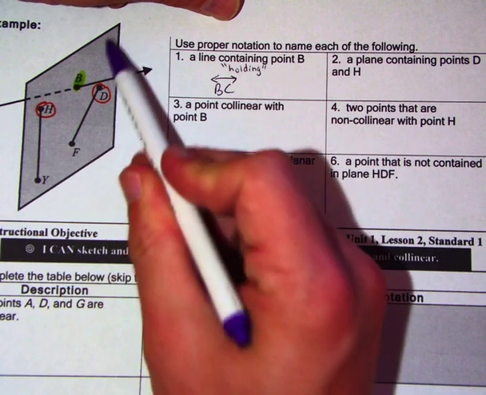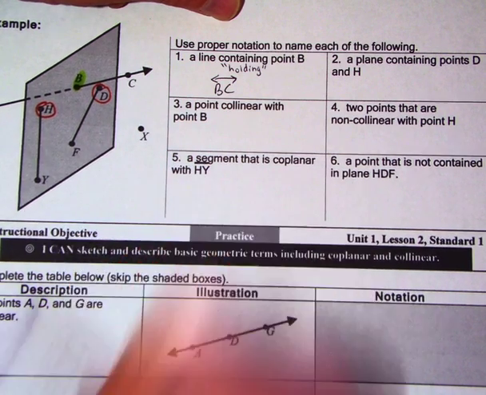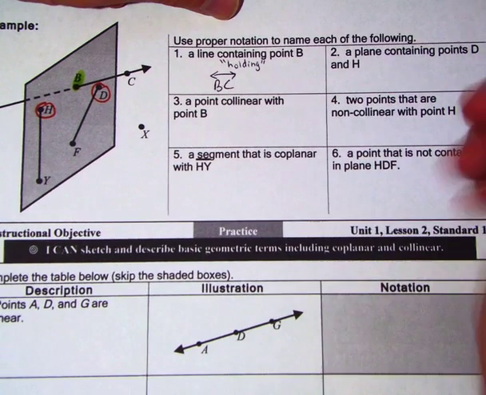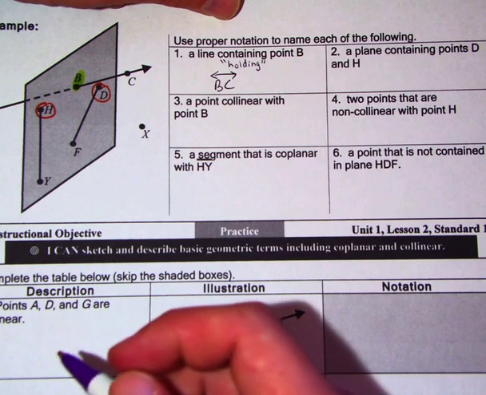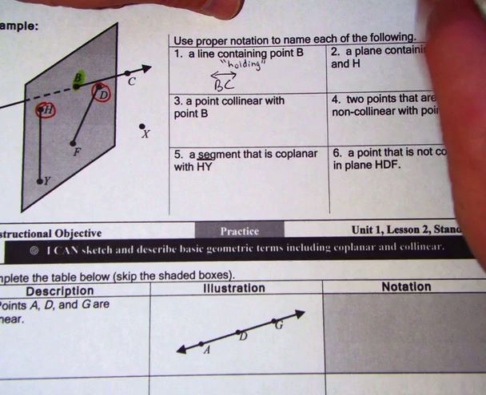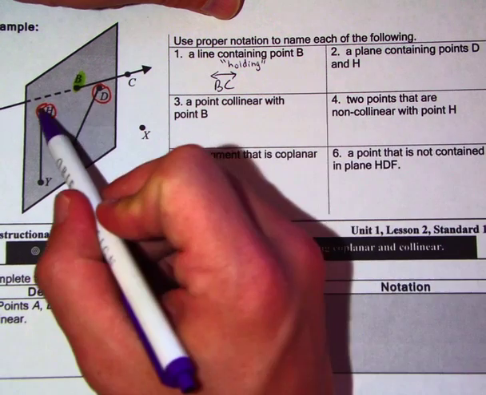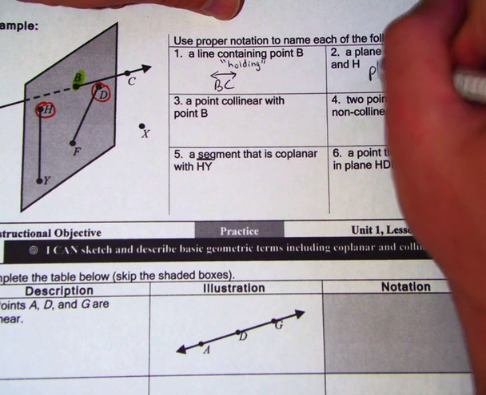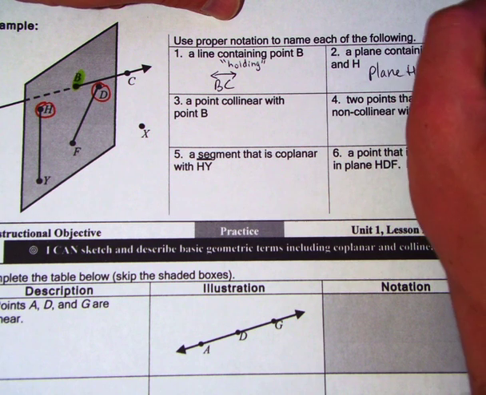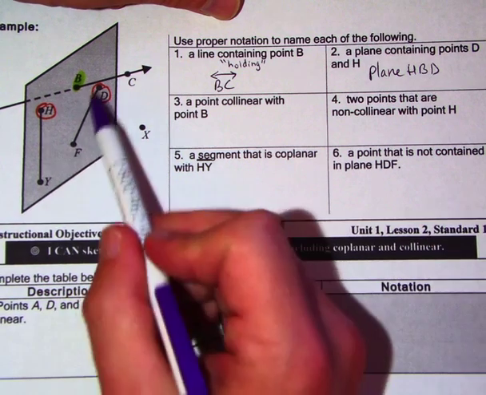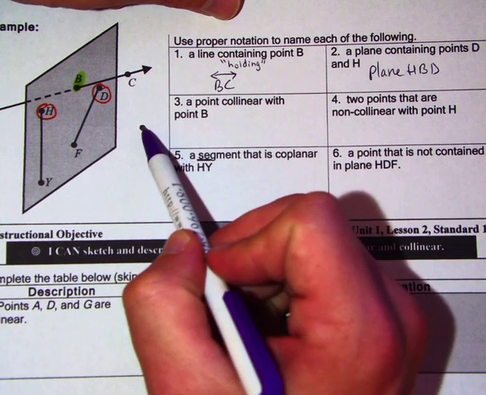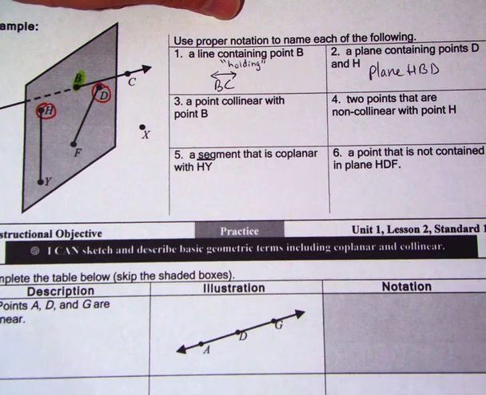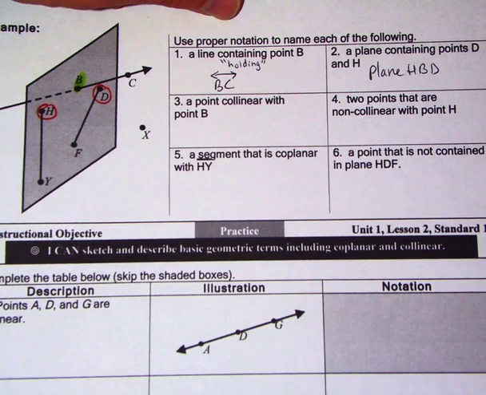Notice there's no big cursive capital letter in the corner, so we can't use that idea. Instead, we have to use 3 points, but they can't be in a line. They have to make a little triangle. So they have to be non-collinear, not in a line. So I'm going to pick 3 points. I'm going to say plane HBD. There are a bunch of other ways, maybe plane DFY, all those things. Just don't include C and X because they're not in the plane. They're outside the plane over here.